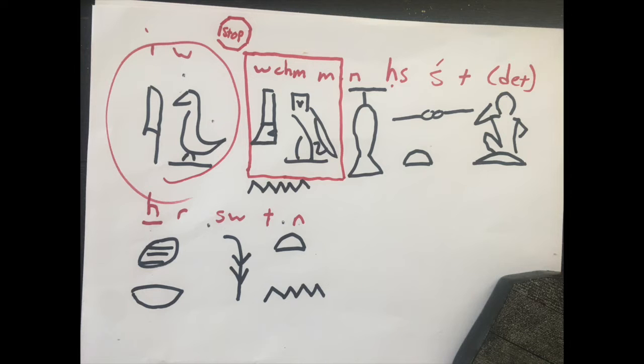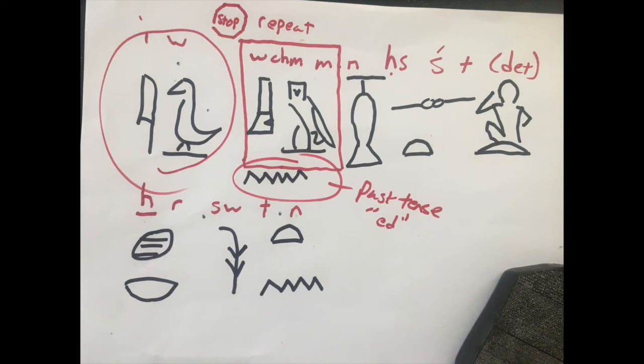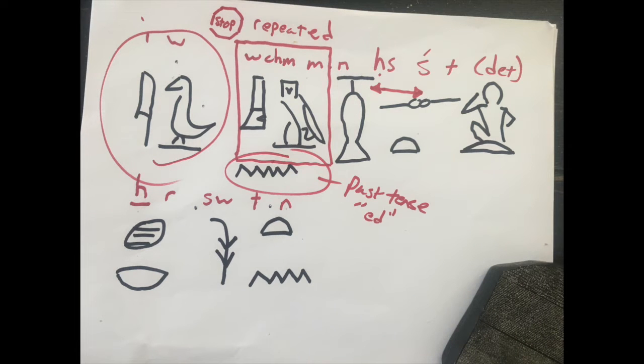First word is one we've encountered before with the hoof and the owl, which is wacham. This is the word for repeat. But since we are in the past tense, and you'll notice that it is followed by the water sign N, this is the equivalent of doing an ED in English. So it changes the word repeat to repeated, as in it already happened or it was repeated in the past. We've got our double stop sign and our N to tell us this.